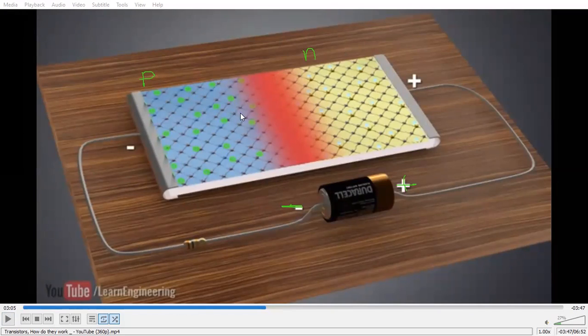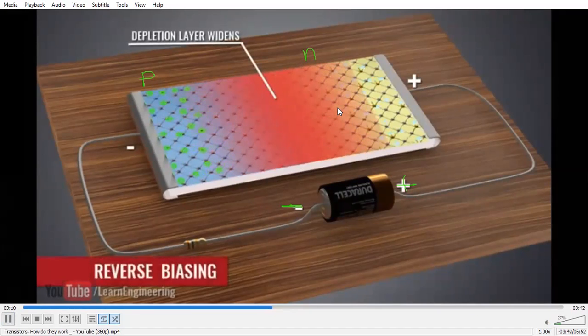So when you join like this, the electrons at the N type, instead of crossing over, will move away from each other. That means the electrons will start to move further from the junction. The electrons will be attracted to the right, and relatively, the holes will be attracted to the left. So instead of crossing over, they start to move away from each other.